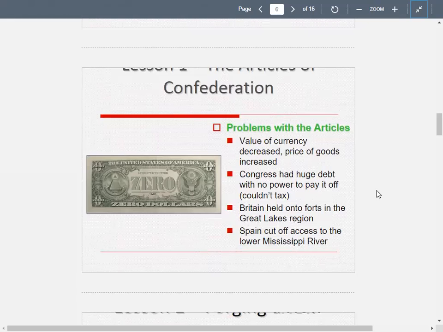Problems with the Articles: the value of currency decreased, so the prices of goods increased. So people weren't able to buy as much. Congress had huge debt with no power to pay it off because they couldn't collect taxes. Britain held on to forts in the Great Lakes region, and Spain cut off access to the lower Mississippi River. So we were starting to run into some problems.